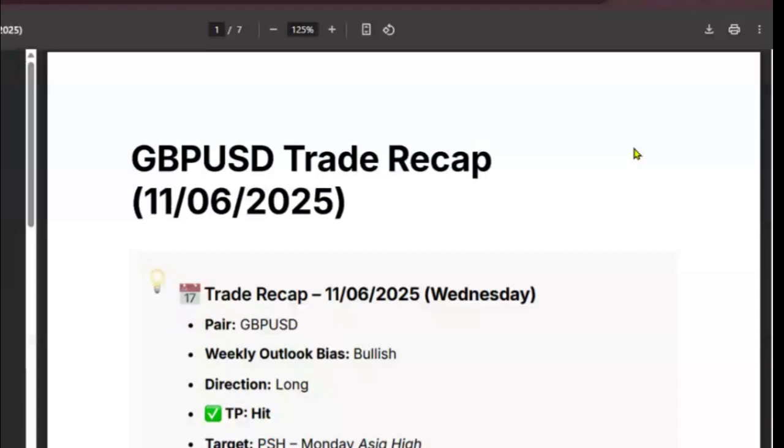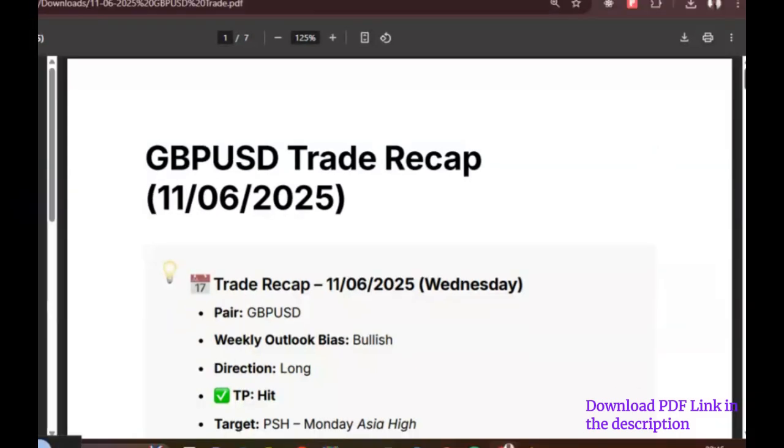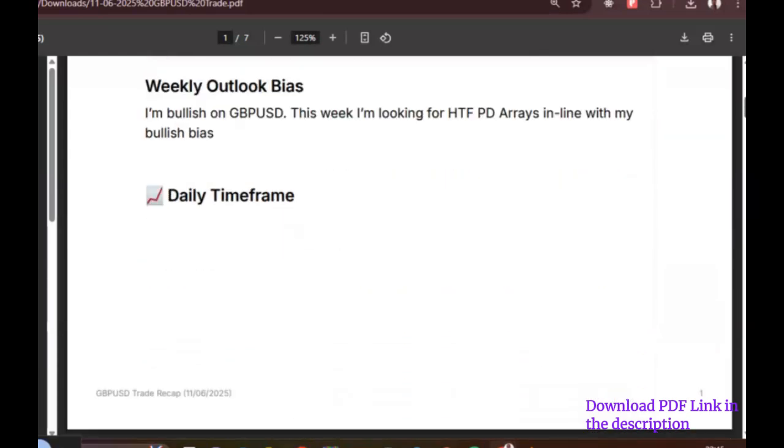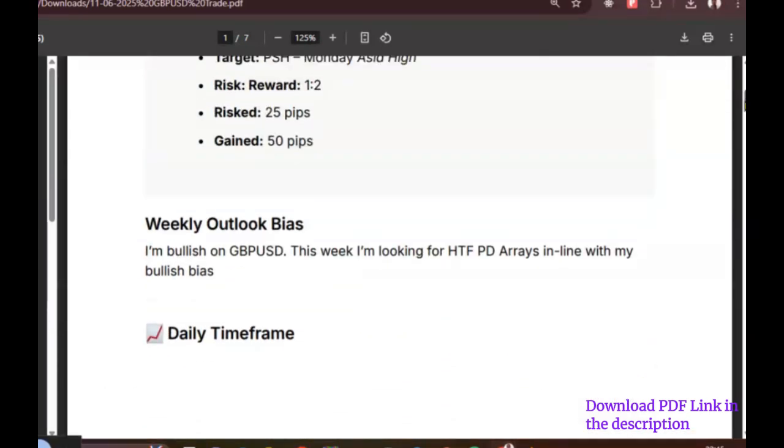Hello guys, this is a GBPUSD trade recap. I took this trade on 11th of June 2025. This was CPI day. I made 50 pips and this is just a trade recap on how I got about it. So first of all, this is GBPUSD.